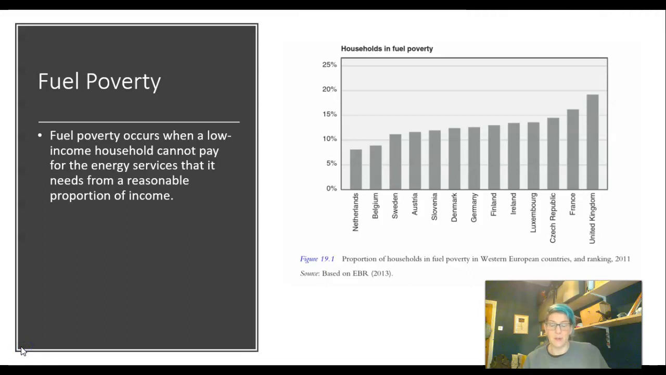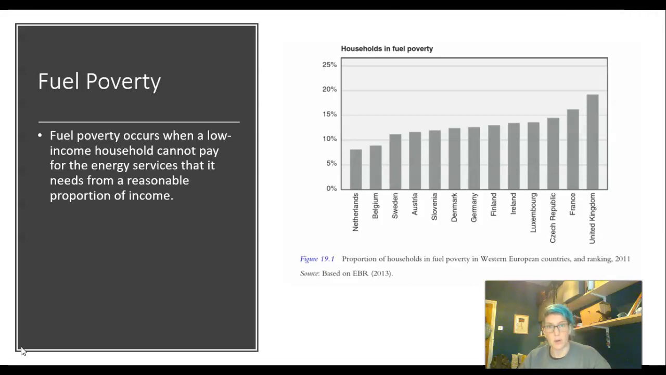The next key issue I want to draw your attention to is that of fuel poverty. Again, there is a large body of literature discussing fuel poverty. Fuel poverty itself is a contested term. So I've chosen a simple definition from the book chapter referenced at the end of the presentation. Fuel poverty occurs when a low-income household cannot pay for the energy services that it needs from a reasonable proportion of income. So it's really to do with the fuel costs in relation to your income.